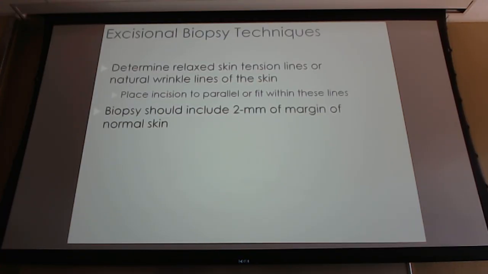Determine relaxed skin tension lines or natural wrinkle lines of the skin. So place the incision parallel to or fit with these lines. Of course, we want the cut to be more than just what the lesion is. So usually that is 2 millimeters of margin of the normal skin. So we're taking the good skin out with it.